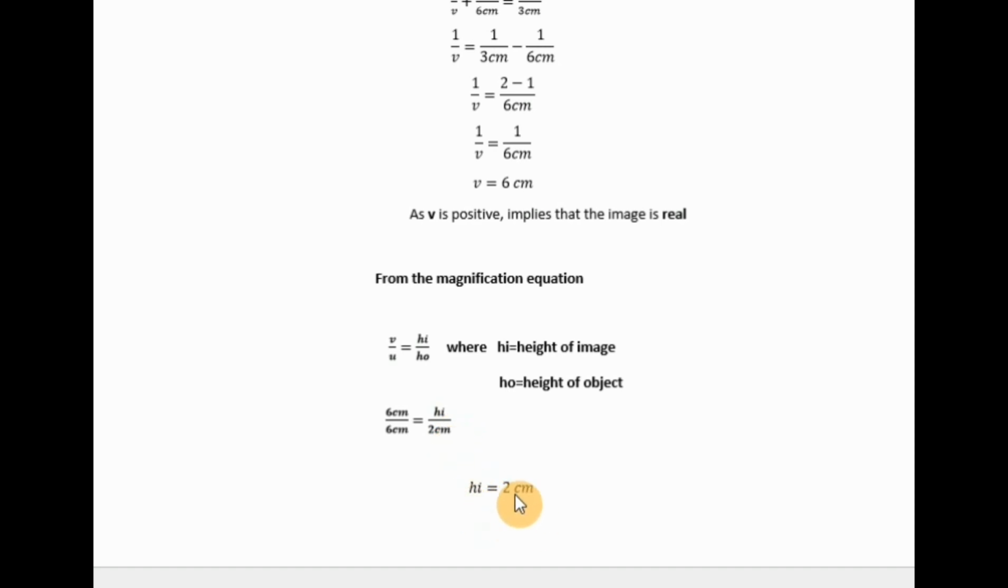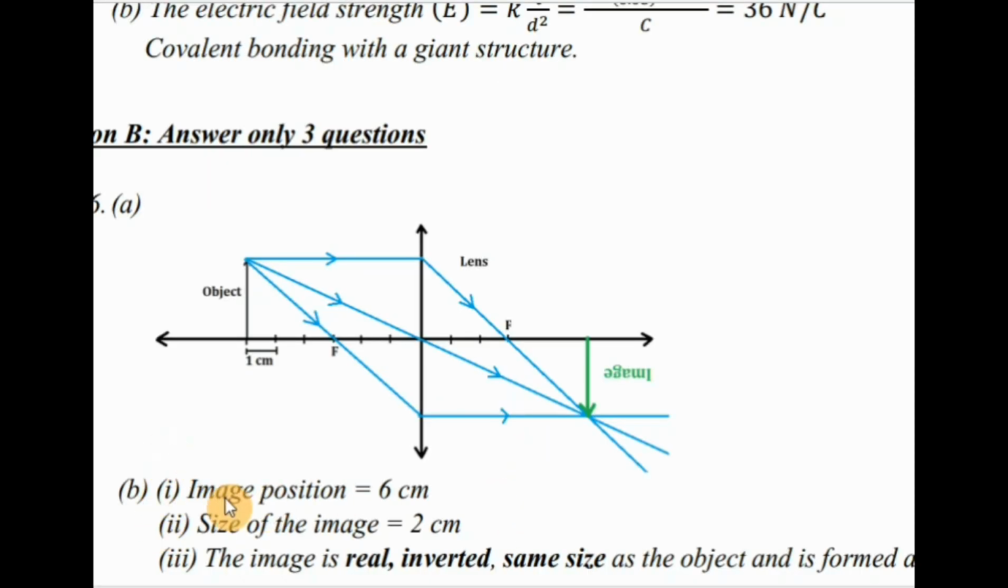Finally, we got HI. So as a solution, we have found that the image position is 6 centimeter, the size of the image is 2 centimeter, and the characteristics of the image: we have seen that the image is real because our V was positive. The image is inverted as you see. Next, they have the same size as the object as it is located at 2F.